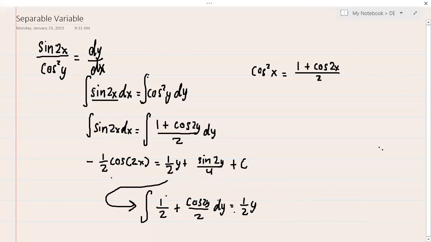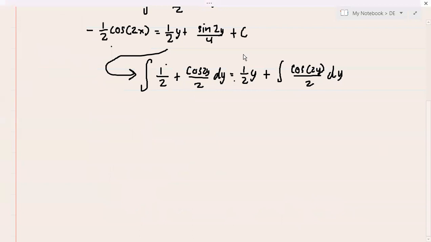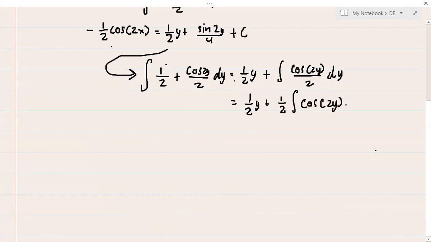Ito naman, itong si cosine of 2y, dito naman, ilagay ko siya dito. Cosine of 2y, ayan, all over 2 times dy. Iusog ko lang sa baba. So dito, ang gawin ko is ilabas ko yung constant ko dito. So, I will have like 1/2 times the integral of cosine of 2y. Ayan. That's it. So yun, kung anong ginawa ko sa kaliwa, yan din ginawa ko dito sa cosine.